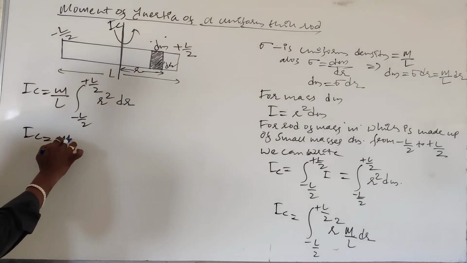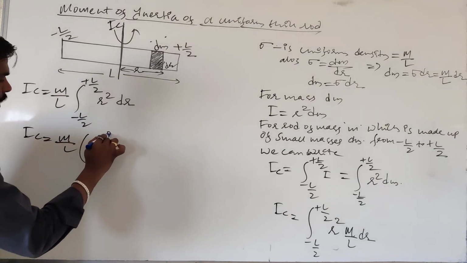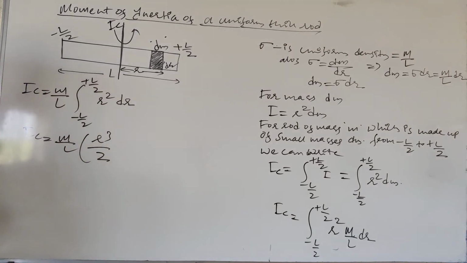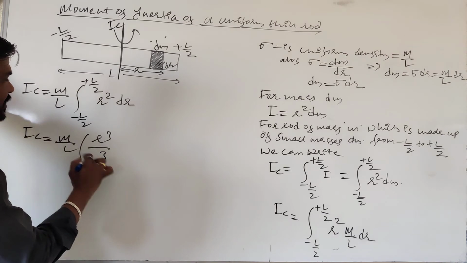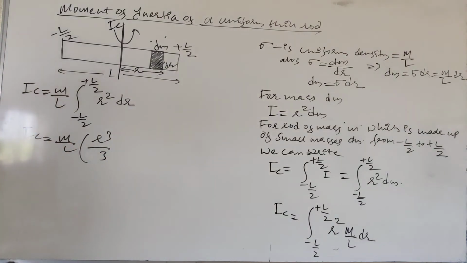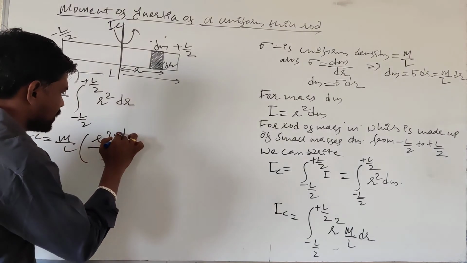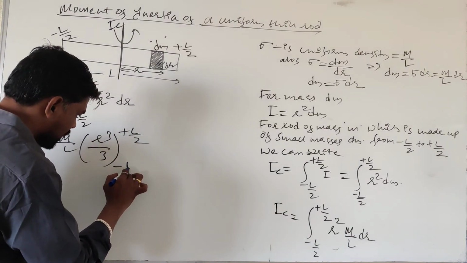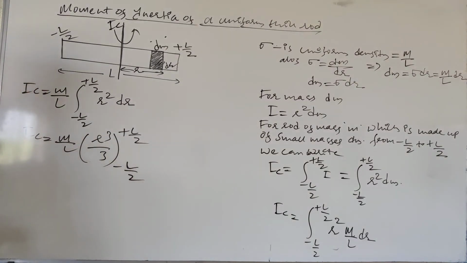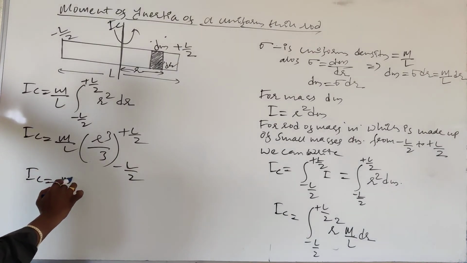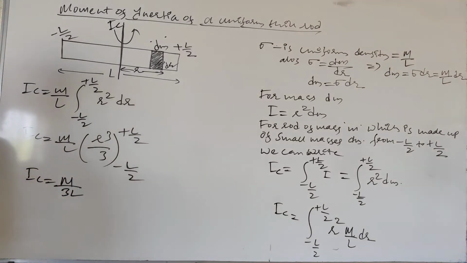Now integrating one by one, IC is equal to m divided by L into, when R square is integrated, R cube divided by 3, from minus L by 2 to plus L by 2. So then IC is equal to m divided by 3L.